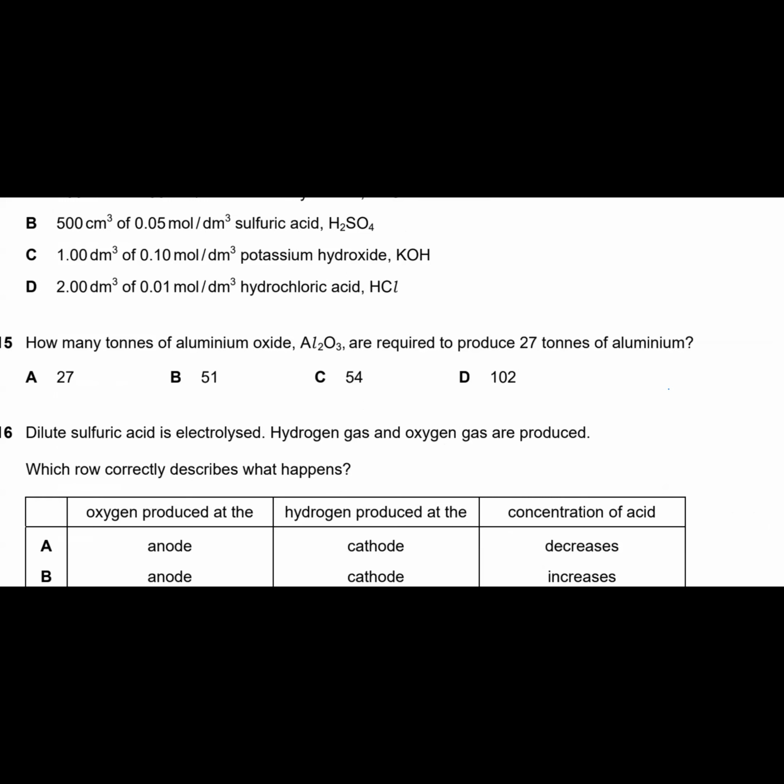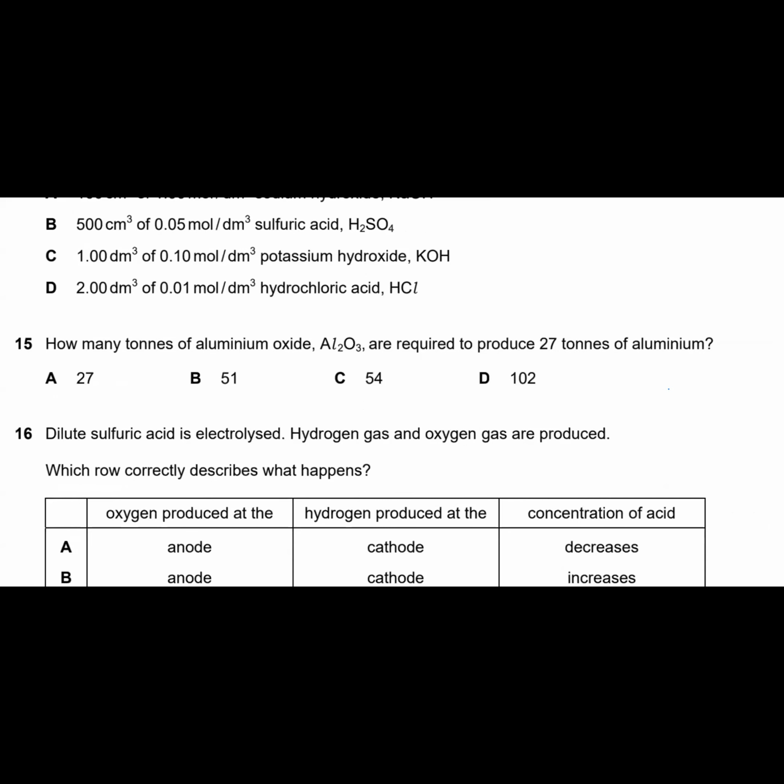Okay, what about this one? How many tons of aluminum oxide are required to produce 27 tons of aluminum?